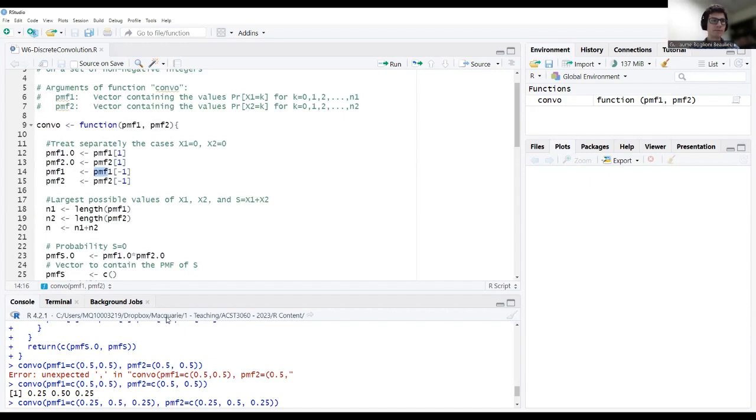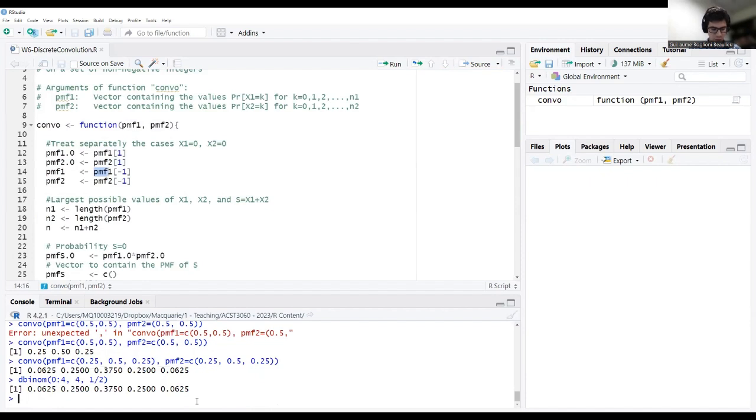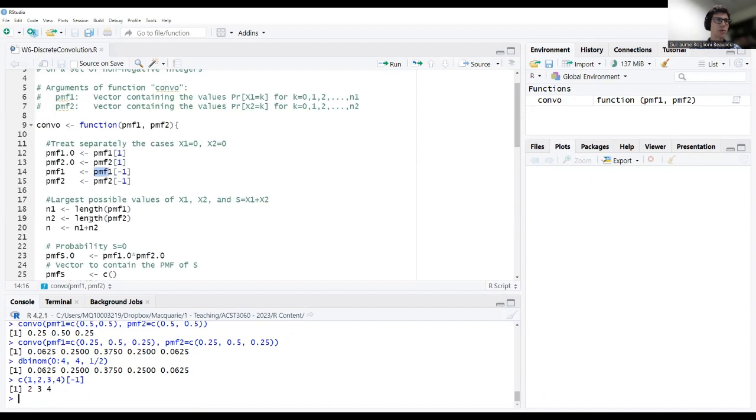Because in R, if you take a vector, let's say of the values 1, 2, 3, 4, and you do what the code is doing, you type brackets -1, this is going to take this vector but take out the very first element of the vector. So it's going to spit out, in this case, 2, 3, 4. So this is what I'm doing. I'm taking PMF1 and removing the probability that x1 is 0, the first element of the vector.